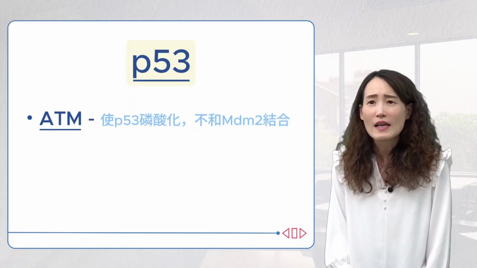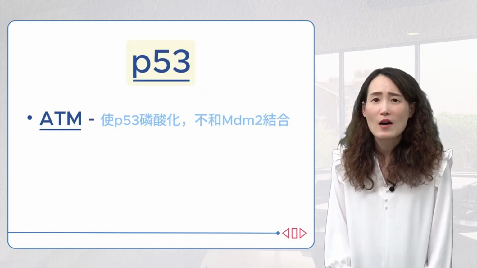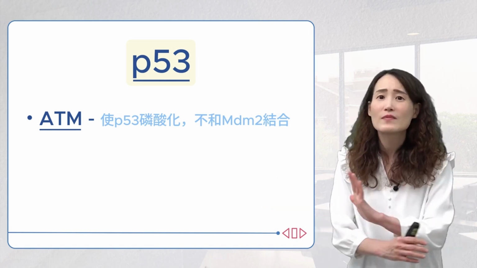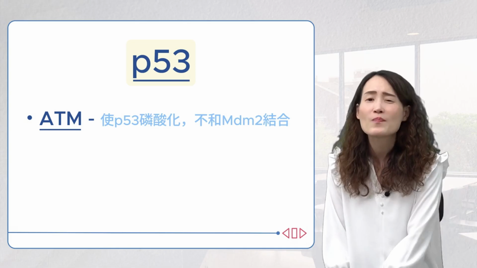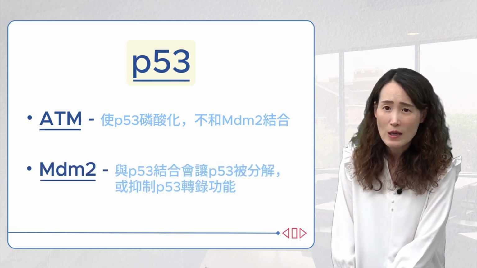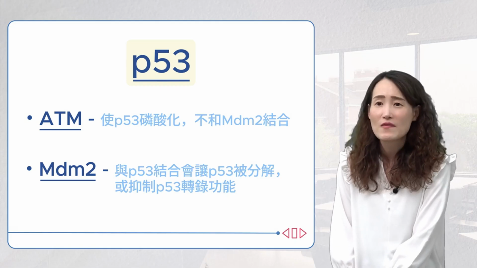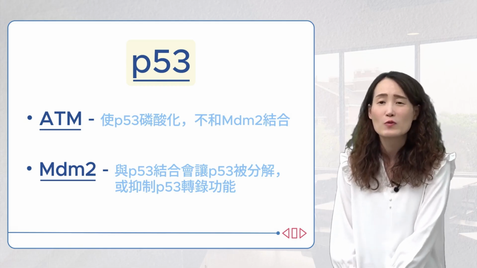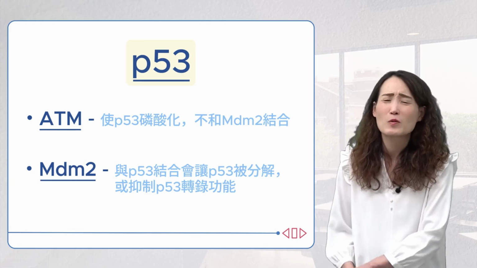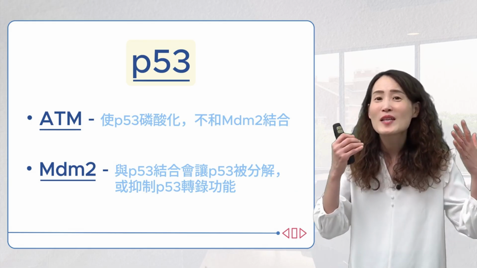ATM is very important. It tells p53 to phosphorylate, preventing it from binding to MDM2. MDM2, in turn, binds to the N-terminus of p53, leading to p53's degradation and inhibiting its transcriptional function. So why do we say p53 is a hit-and-run protein? Because it binds to MDM2, inhibiting its transcriptional function and causing its degradation.